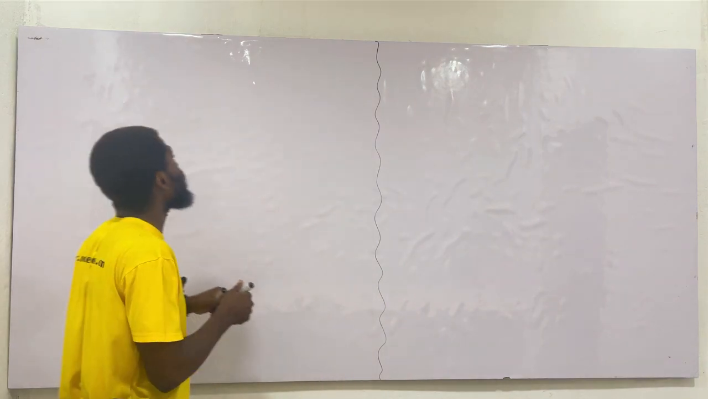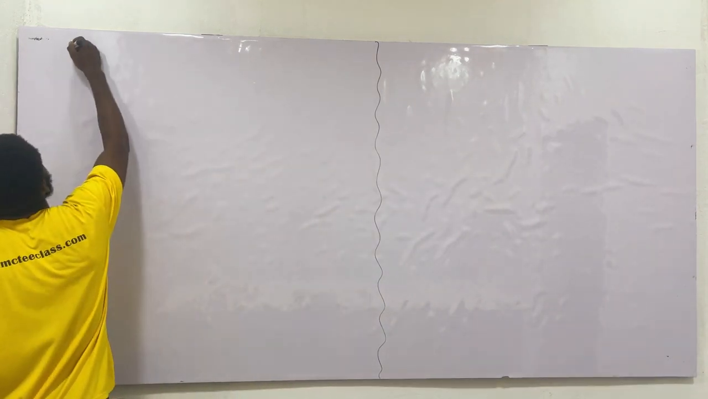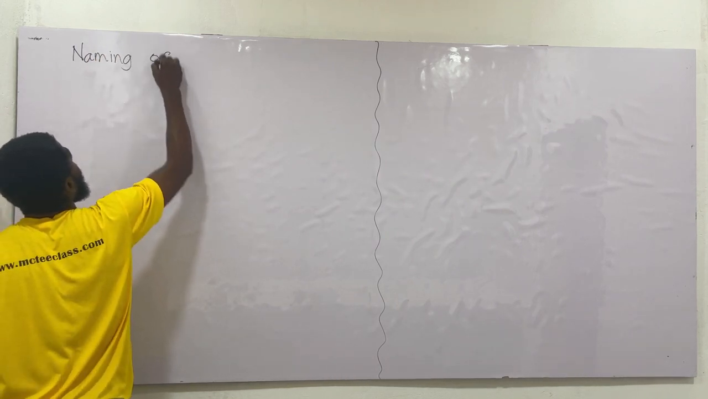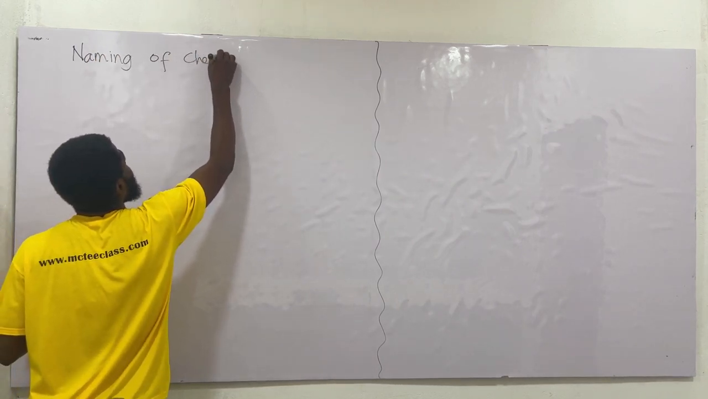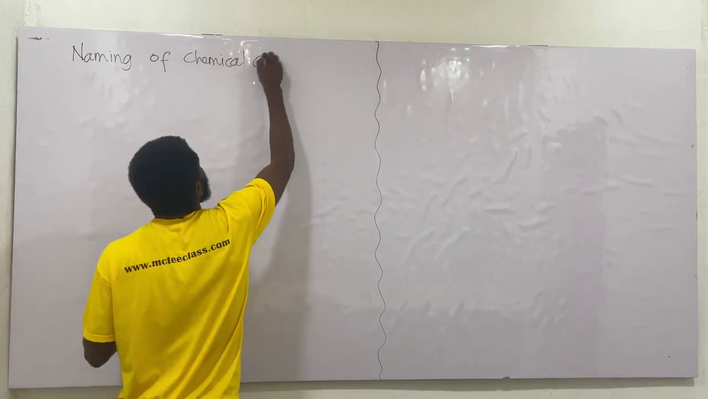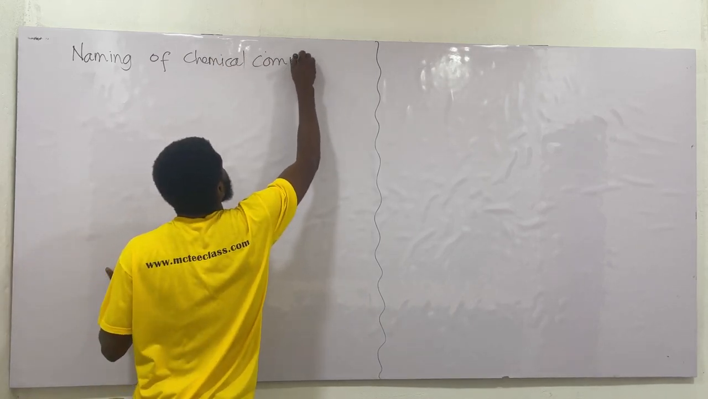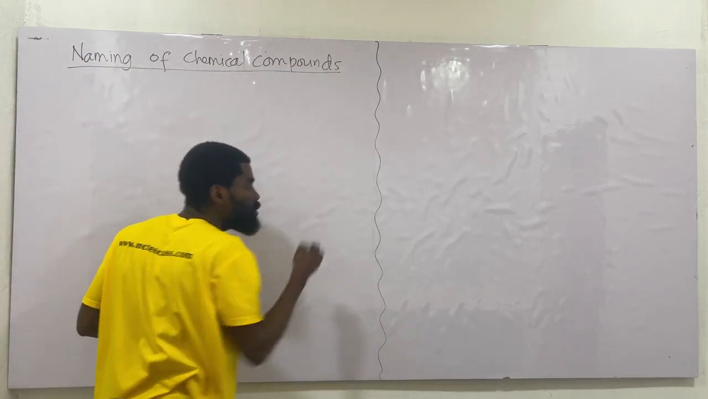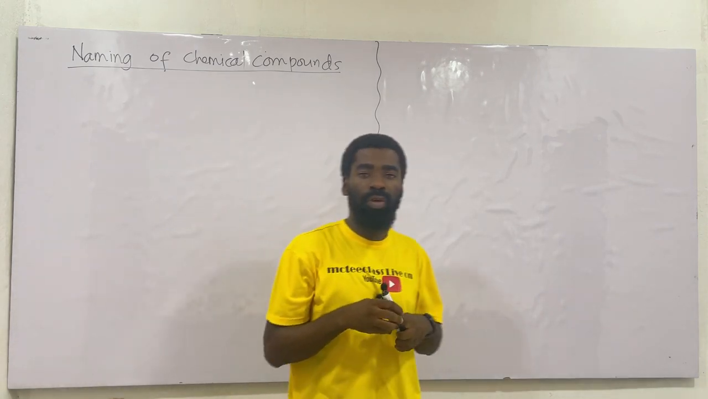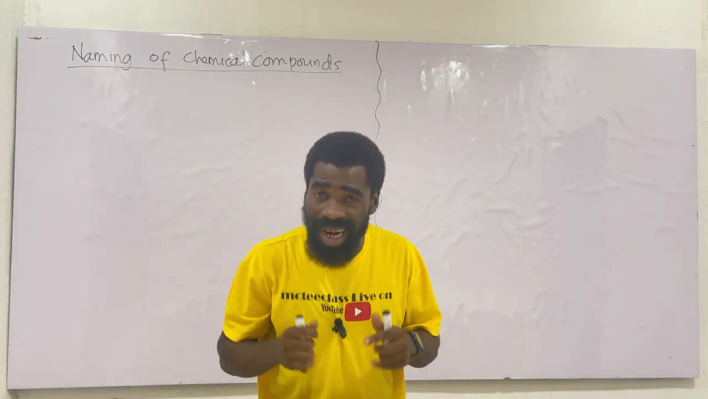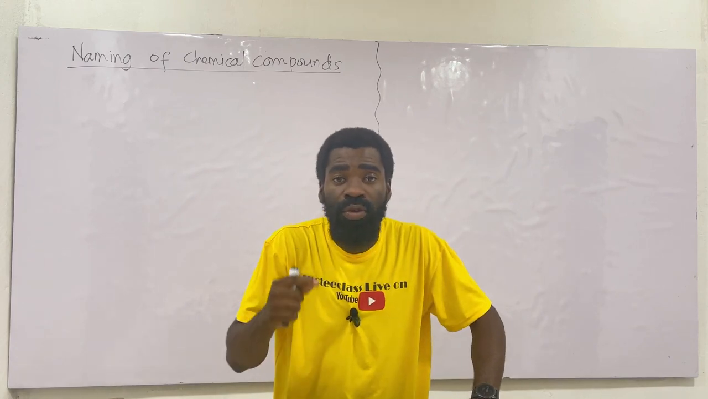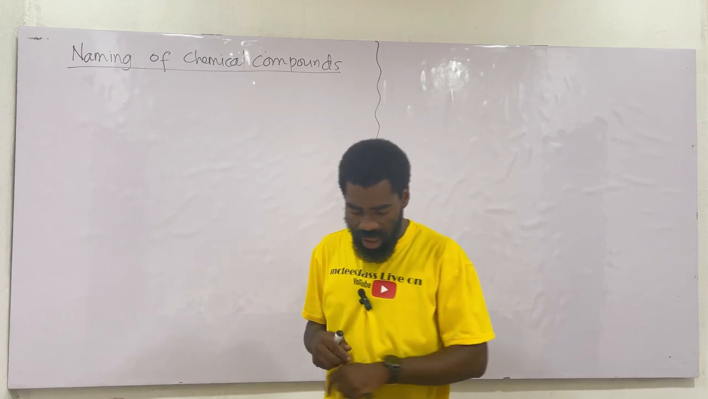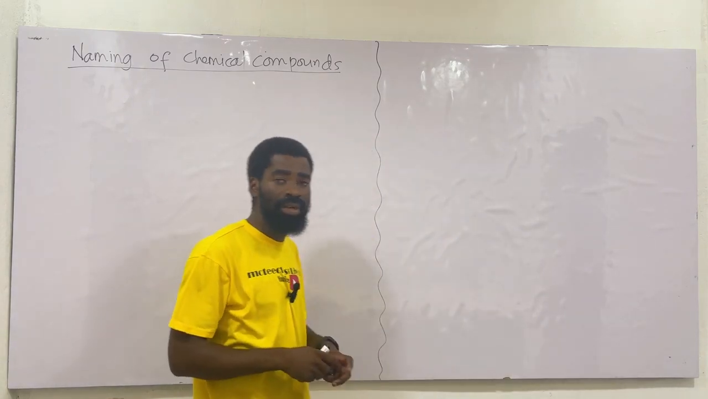So what we are going to look at here is how to name compounds. Naming of chemical compounds. I urge you to sit down and listen to this over and over for you to be able to understand, because in the BEC, you will have to name some compounds, and at times it's very challenging to most students. So let's not waste time. Let's get straight into it.